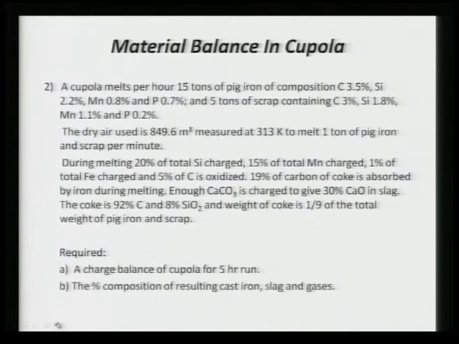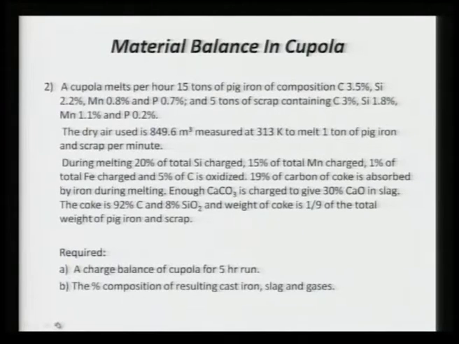In order to calculate the charge balance, you have to know what charge balance means. That means input and output. Nobody will tell you what the inputs and outputs are, but the problem demands that the total charge balance should be there: whatever is input should also be the output. That means you have to think what consists of the balance, and the percentage composition of the resulting cast iron, slag and gases. So, these are the two problems.